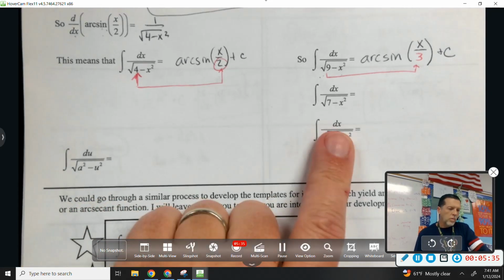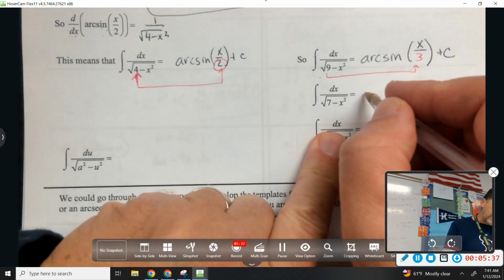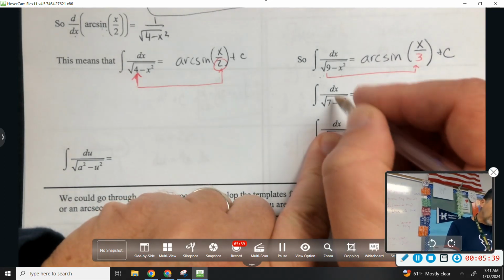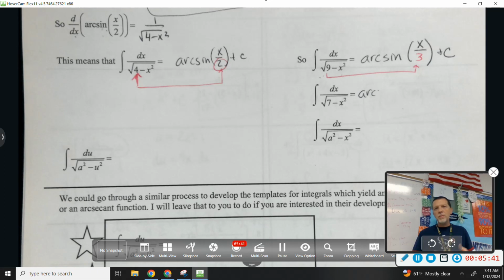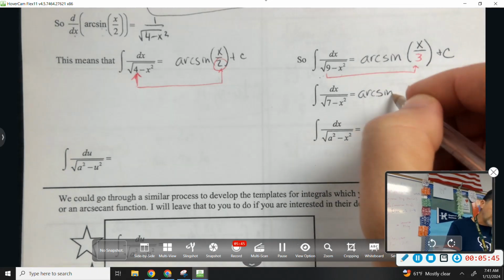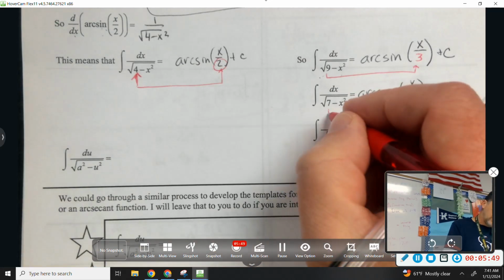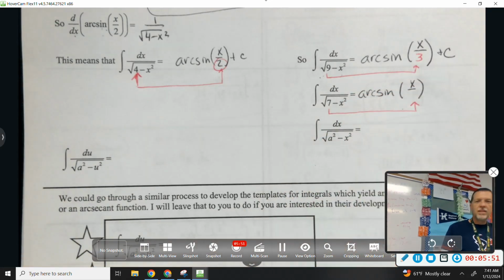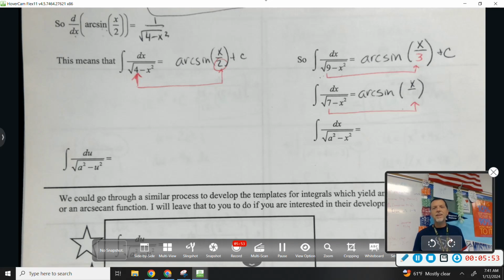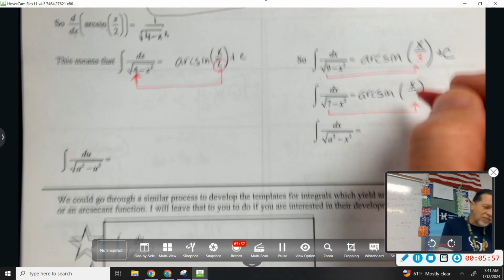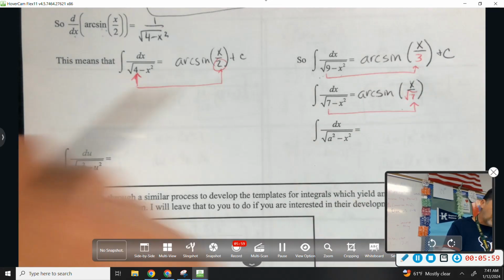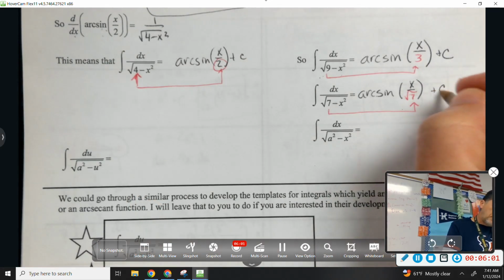All right, well, what about the next one? That's not quite as nice there. It still looks like an arcsine because it's a square root in the bottom. It's something minus x squared. So it's definitely arcsine of x over square root of 7. All right, it doesn't have a nice answer, but square root of 7 plus c.